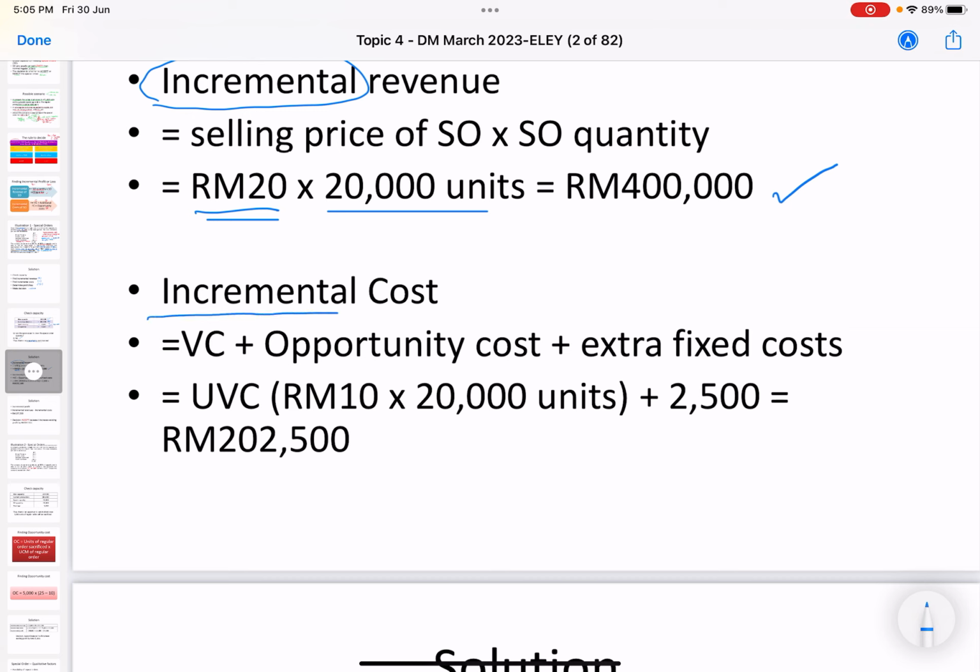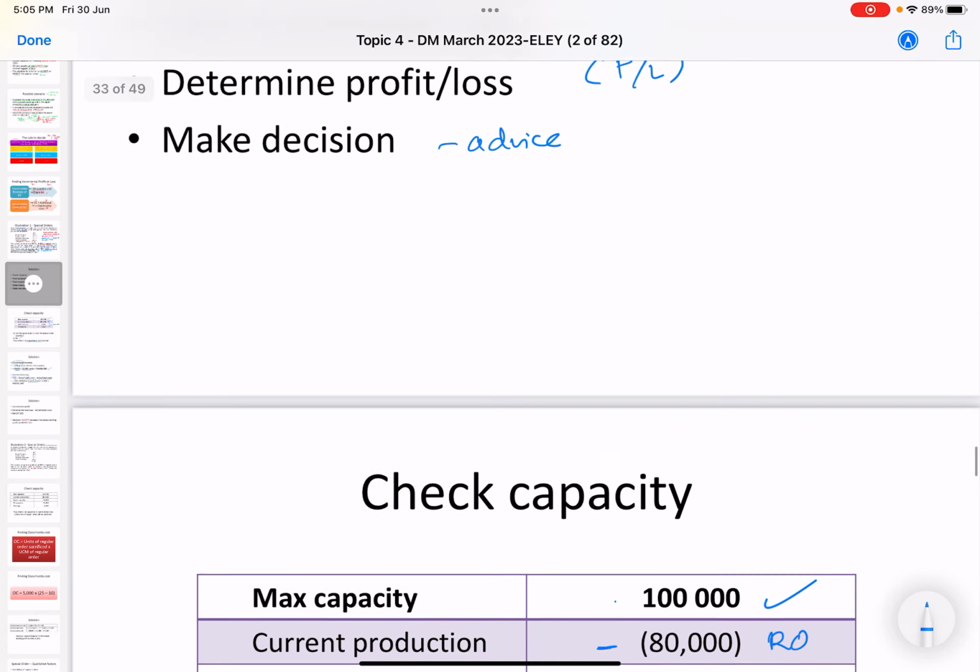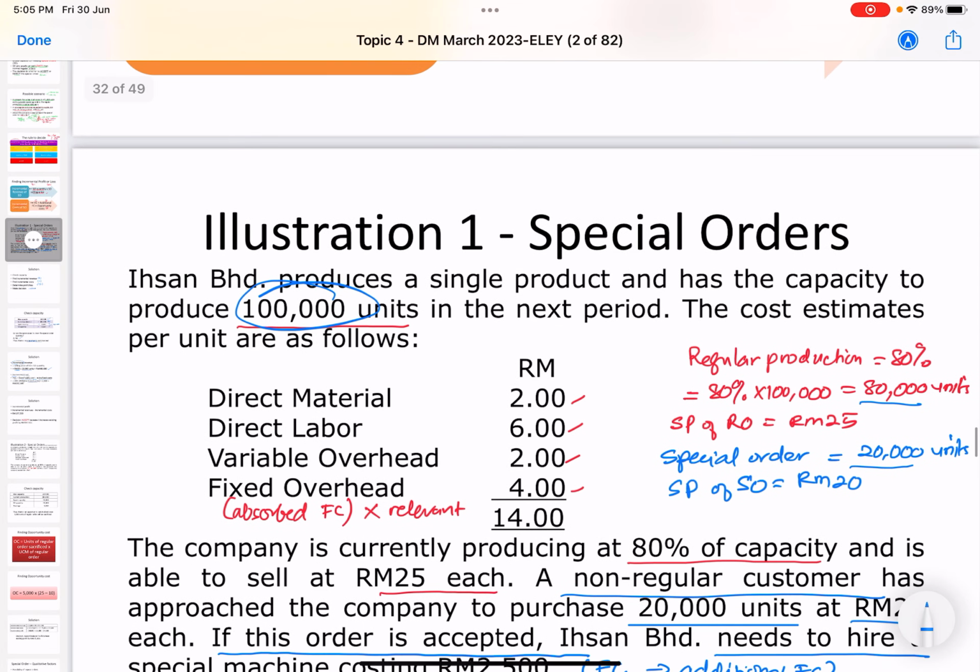And if they decide to accept the special order, they need to incur extra costs coming from 3 possible items. So the unit variable cost will be 10 times 20,000. This is the volume of the special order. 10, where does 10 come from? Look back at the question. The 10 comes from here, all the variable costs. This is the variable cost, variable cost, variable cost.